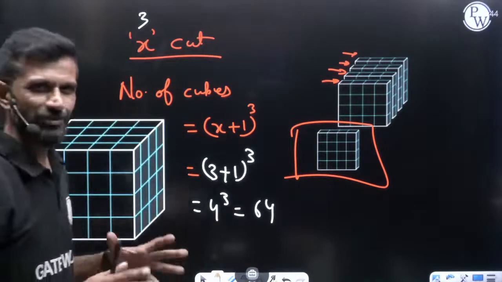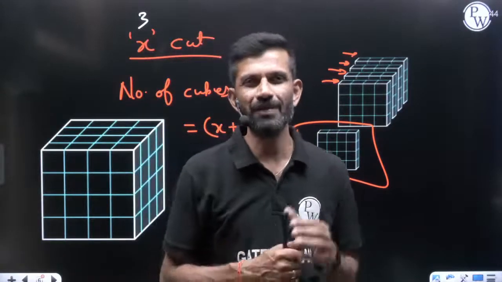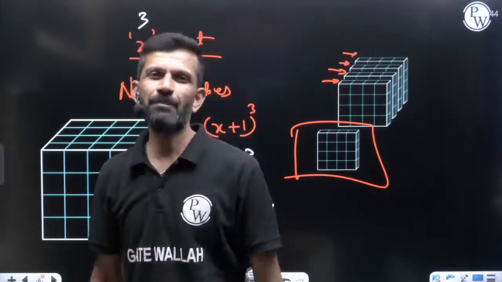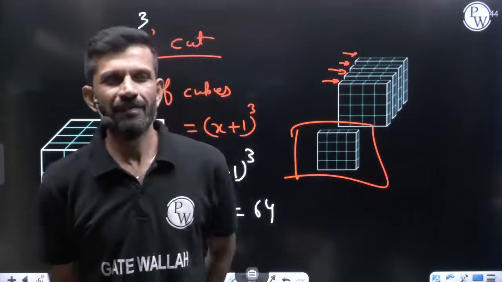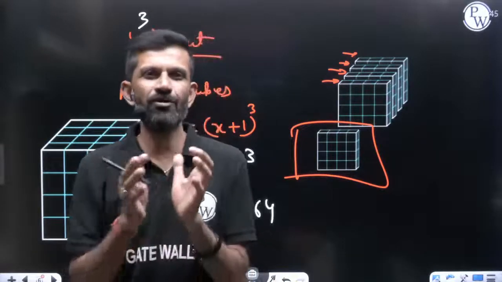So you have understood, if I give x cuts on each edge, the total number of cubes formed will be (x plus 1) power 3. But my dear friend, let me tell you, we cannot derive one formula for everything. We cannot do that.